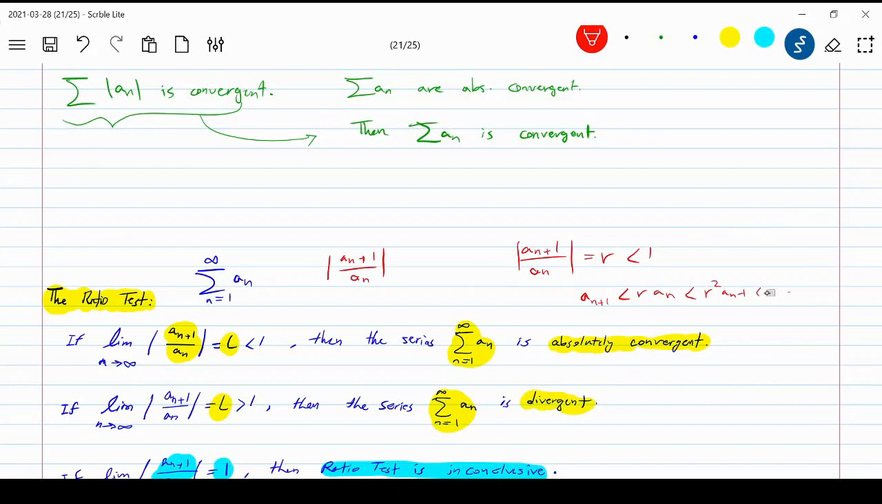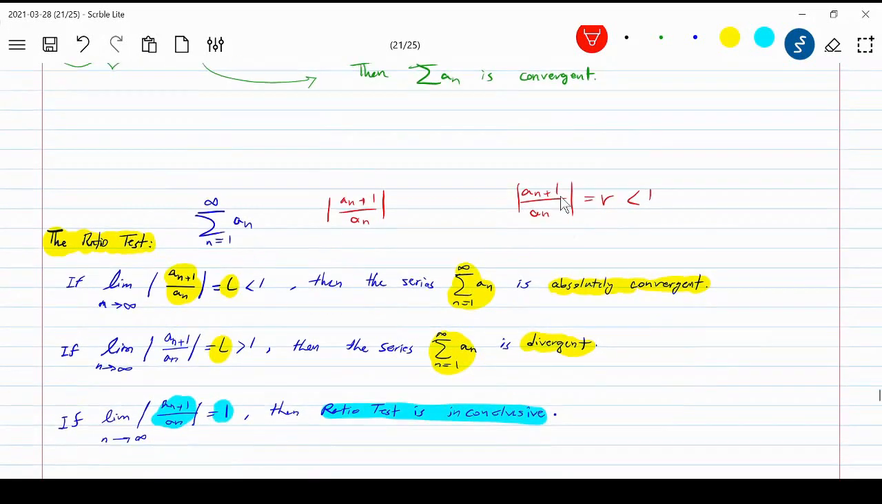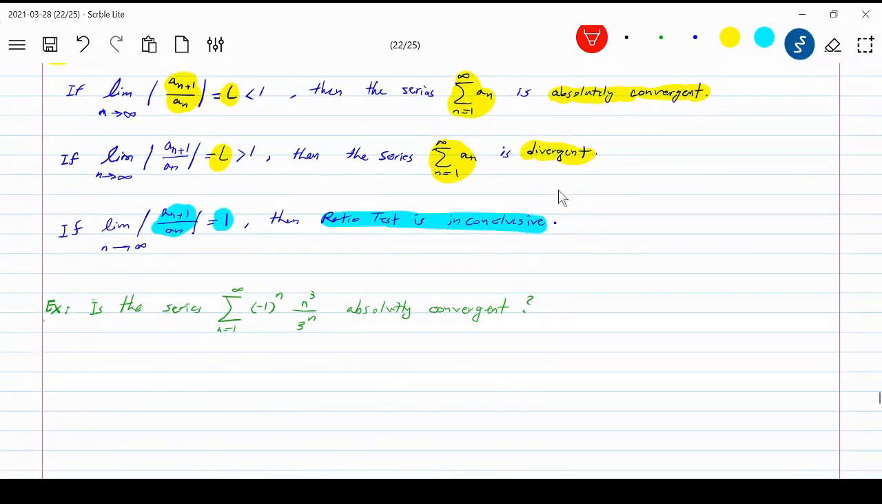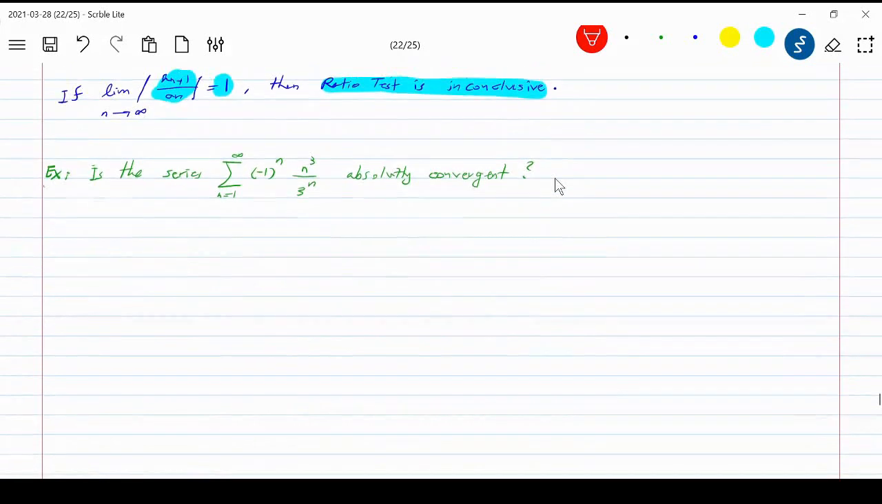Again, the proofs are all available in the book. I didn't really want to get into it. I just wanted to show you a sketch of the proof. And so let's see how we can use this ratio test.